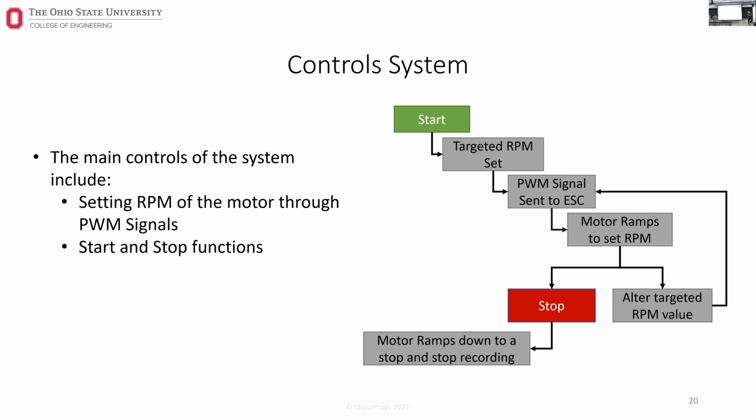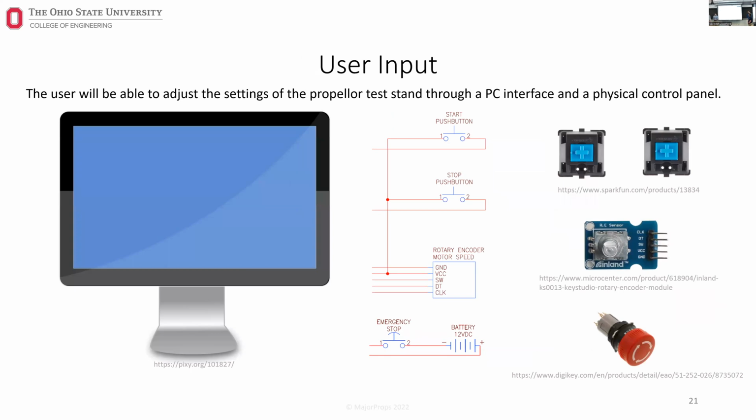And so you might be asking yourself, this sounds all great, but how does the user control it? With that, the user will be able to adjust these settings of the propeller test stand through a PC interface as well as a physical control panel. The physical control panel, which is represented by the components on the right, will consist of a start and stop button, a rotary encoder with a switch included in it, as well as an emergency stop.